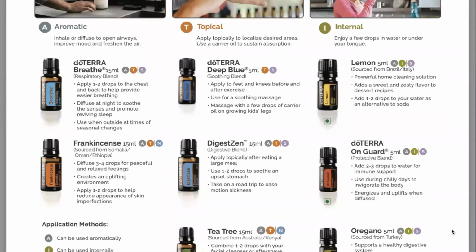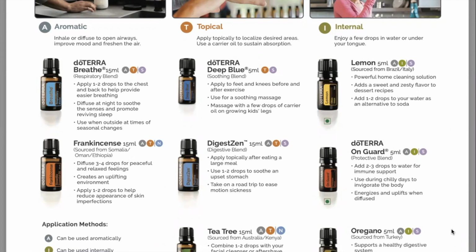The Deep Blue is a great one for aches, for having it as a soothing massage to be used across the legs. For example, if you've worked out, this is a great one to help with relaxing the muscles and using it as a therapeutic massage post a workout or before a workout.